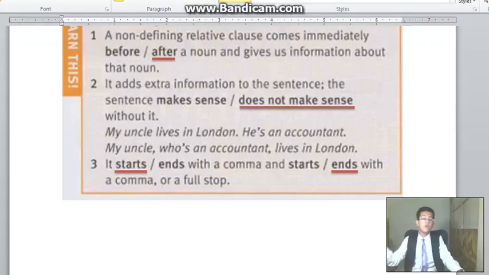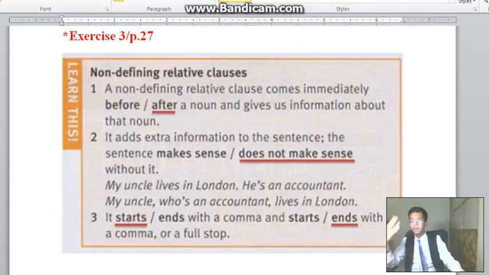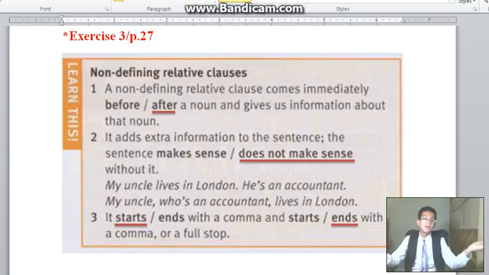For those of you who have joined with us since this part, we have talked about exercise number one, and also we have done exercise number two, and the learner's box tells you all about the meaning and the usage of the non-defining relative clause.